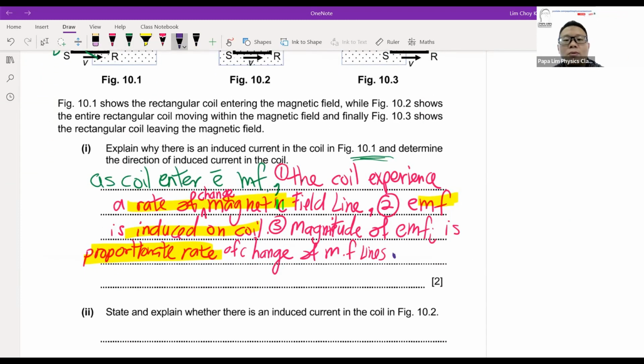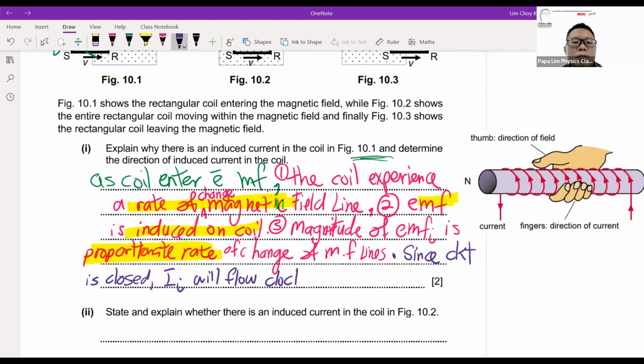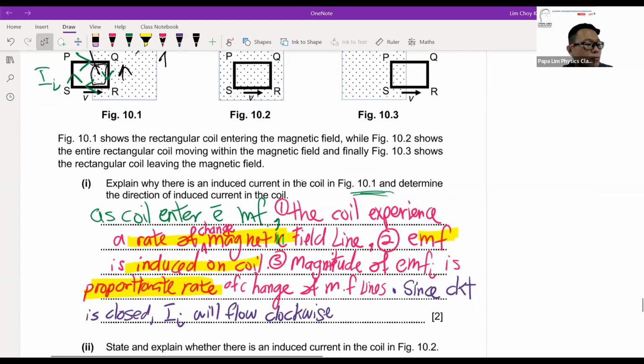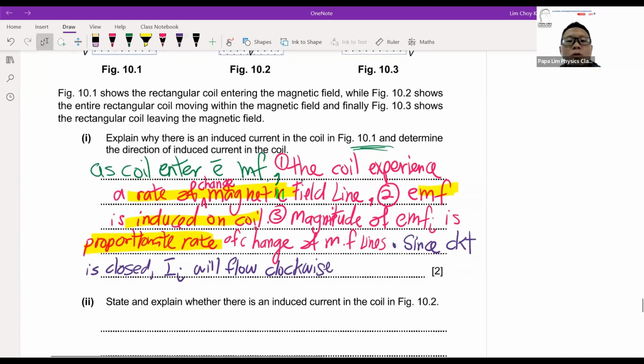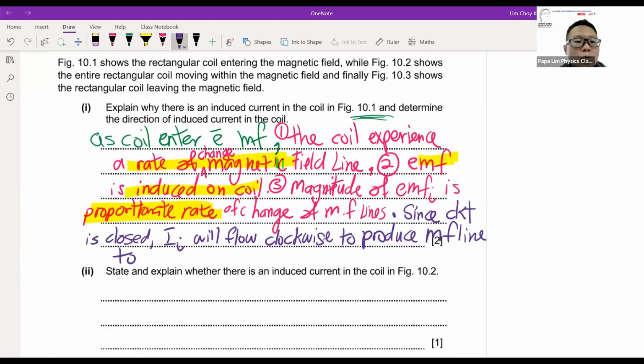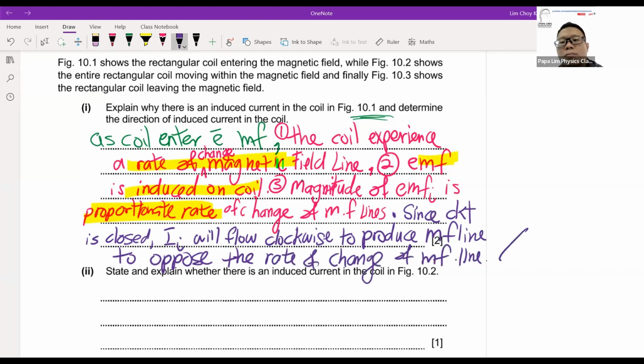So for Lenz's law, I will always start off with: since the circuit is closed, the induced current will flow clockwise. If you don't want to write clockwise, you can write the direction like P, Q, R, S also can. So the induced current flows clockwise to produce a magnetic field line to oppose the change. If you don't want to write change, you can write the rate of change of magnetic field line, also flux linkage also can. And this will be the complete answer.